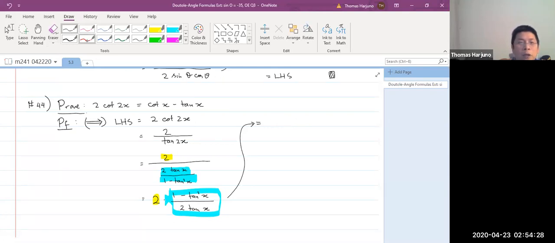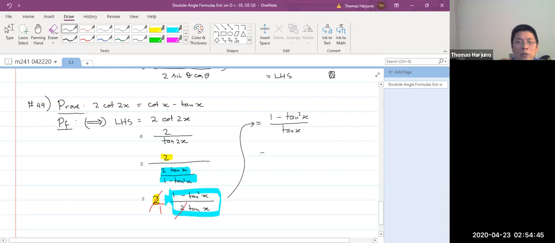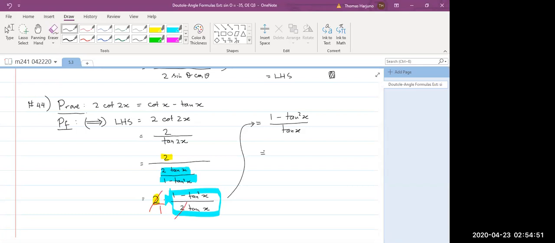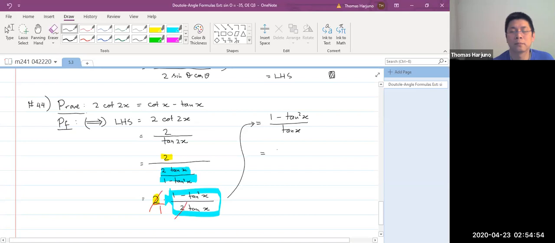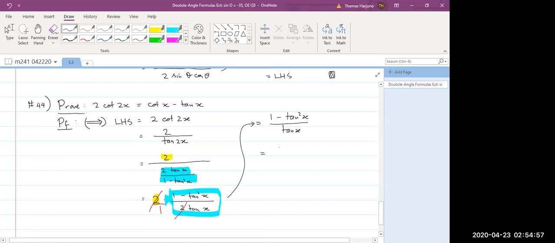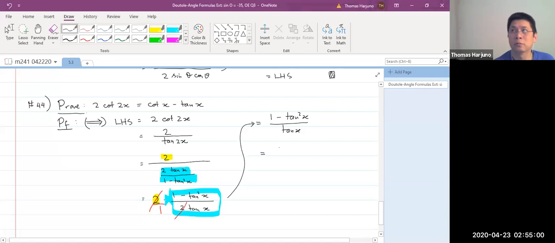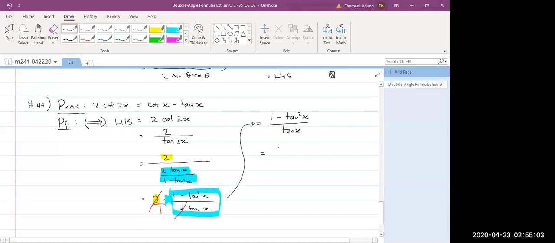So well, I'll give you a hint. You can cancel the 2, because this is 2 over 1. So we have 1 minus tangent squared x over tangent x. Now what? You have your cotangent x. How do you get that? The reciprocal of tangent x. Okay, but how do you get that reciprocal of tangent x?